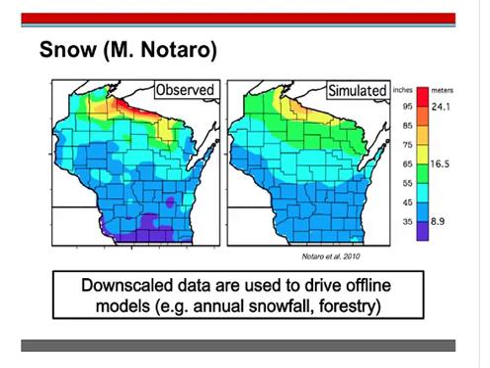Here's one example of using that data. This is from a previous version of the downscaled data, but we're going to be doing the same thing for this downscaled data for producing estimates of snow characteristics in Wisconsin. You can use the precipitation and temperature data to drive an offline model. Snowfall and forestry are examples of that.